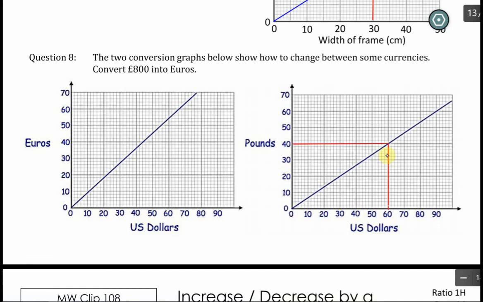Okay, I'm just going to write down my working here as I go. £40 equals $60. Now, to turn that into £800, just need to remember that I would need to times it by 2 to turn it into 80, and then by 10, or times it directly by 20. So I'll just write that with a bit more space.